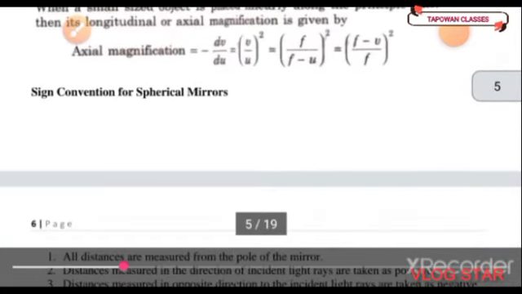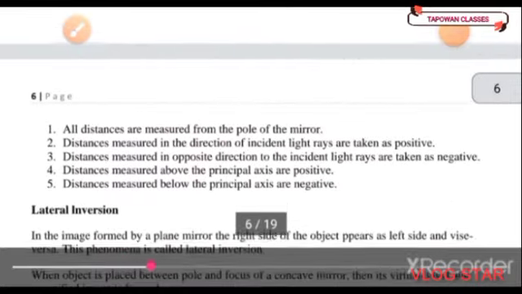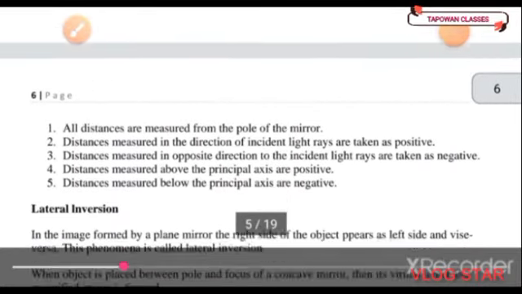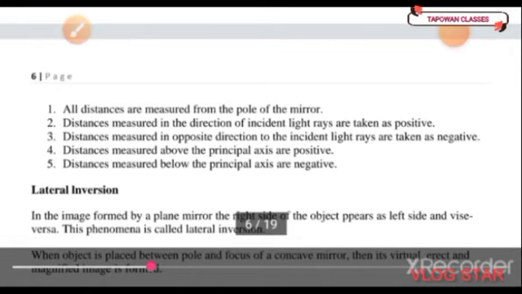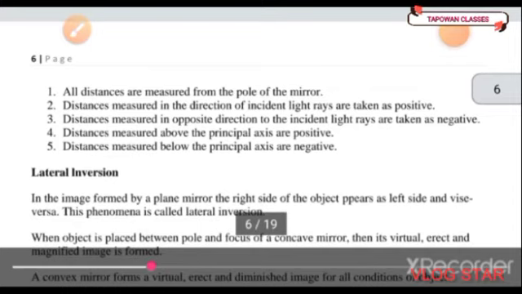So sign convention is useful for the spherical mirror, so we are going to use it here. First, all distances are measured from the pole of the mirror. Distances measured in the direction of the incident light ray are taken as positive, and distances measured in the direction opposite to the incident light ray are taken as negative. Distances measured above the principal axis are positive. Whenever we measure a distance above the principal axis it is positive, and when we measure below, it is negative. Above means positive, below means negative.